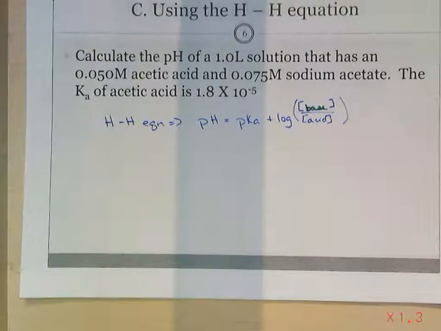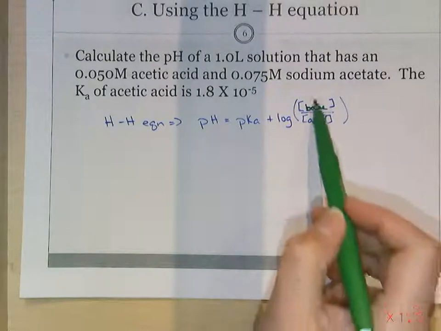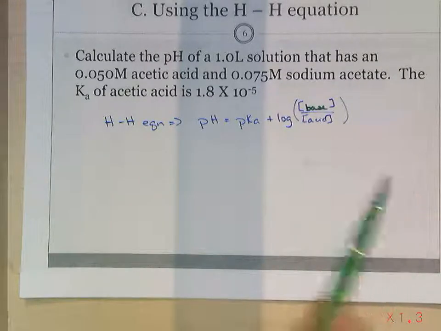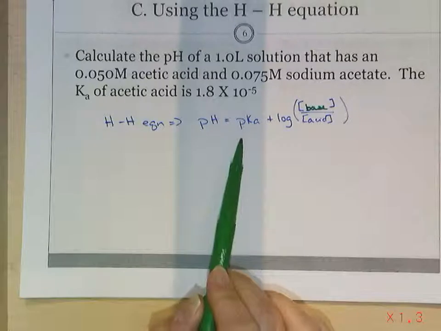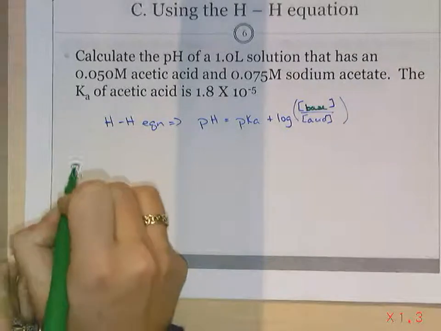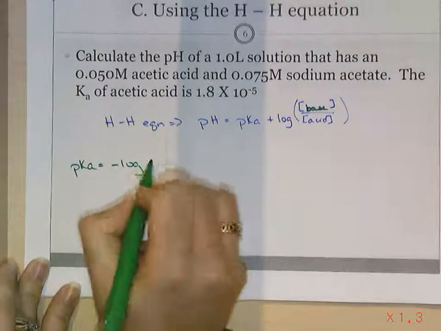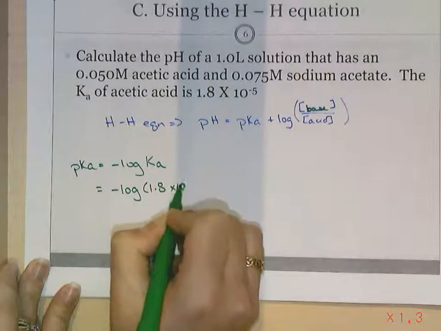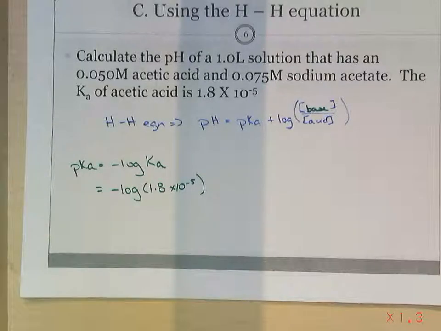So it's pH equals pKa plus the log of the concentration of base over concentration of acid. Do we know the concentrations for these two? Were they given in the problem? Yes. Were we given the pKa? No. How do we get the pKa from what we were given? Okay. All right, so negative log of 1.8 times 10 to the negative fifth.